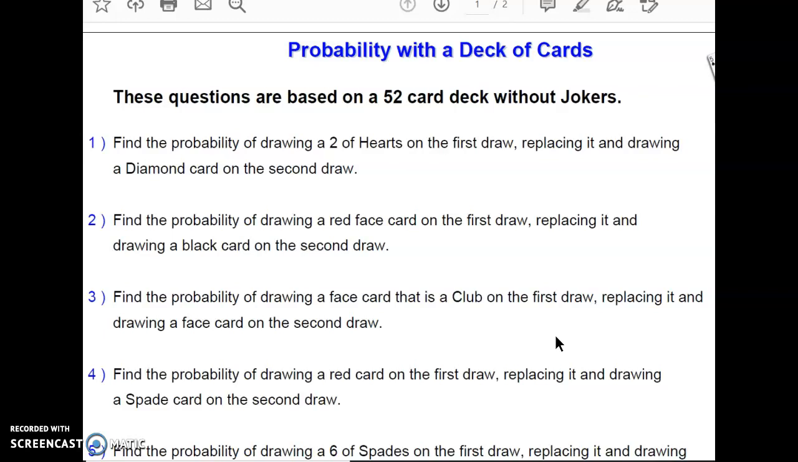And then drawing a black card. Well, half the cards are black. So you would have 6 out of 52 times 1/2. So 3 out of 52 would be your probability. So when you have independent events, you can find the probability of the first one, find the probability of the second, multiply those two probabilities. That's your compound probability.